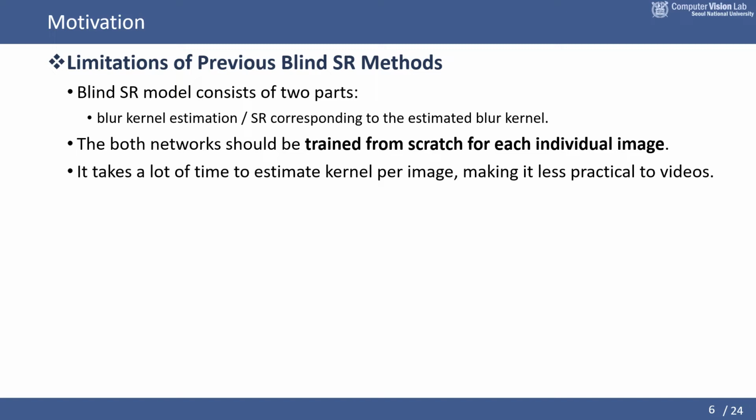Existing blind SR methods run successfully using the combination of two modules, blur kernel estimation and the SR network corresponding to that estimated blur kernel. However, most of them run very slowly, since both modules require heavy optimization at test time.